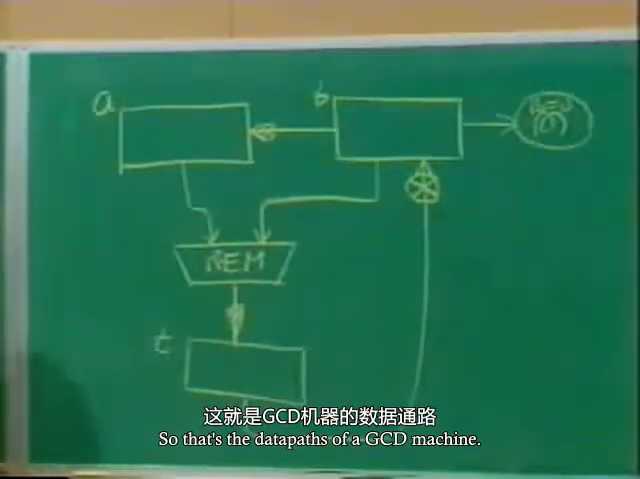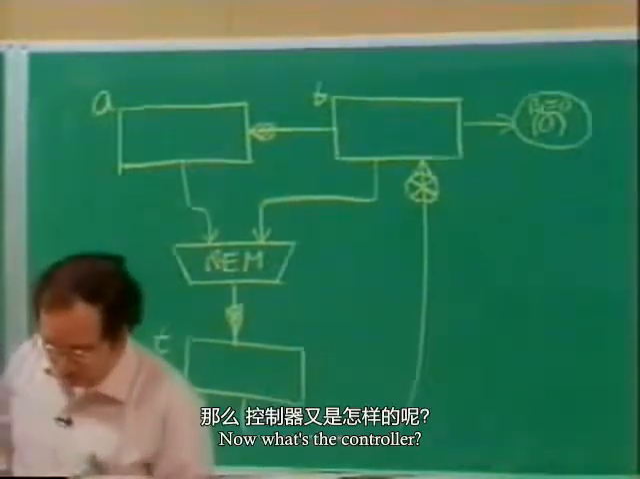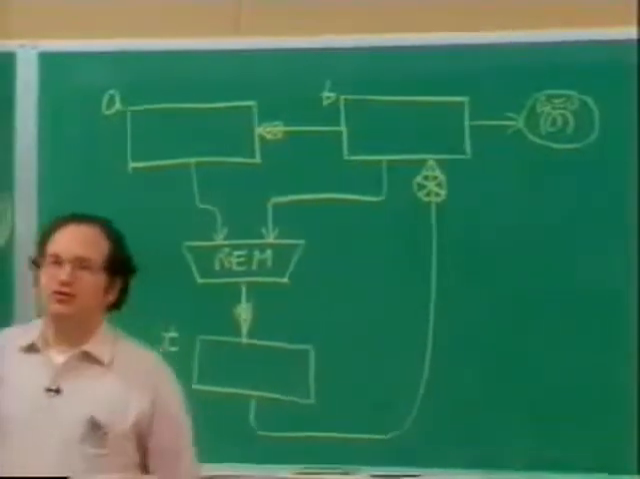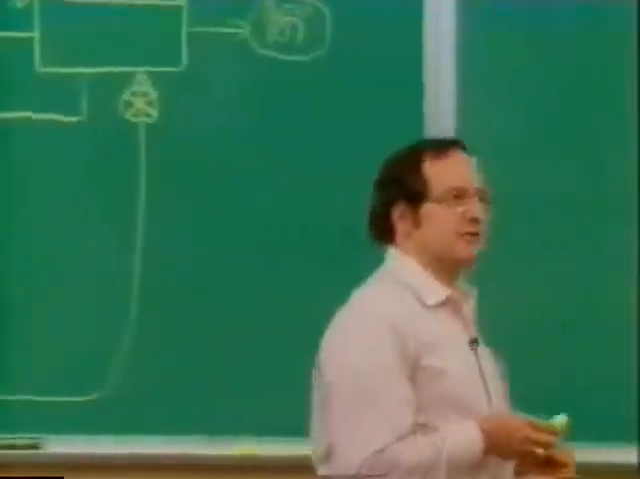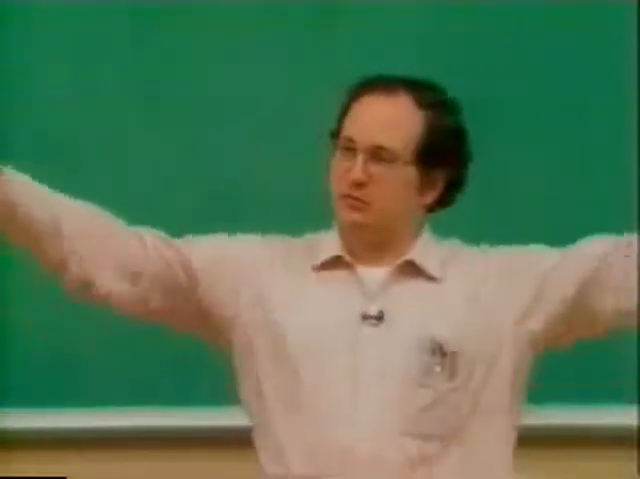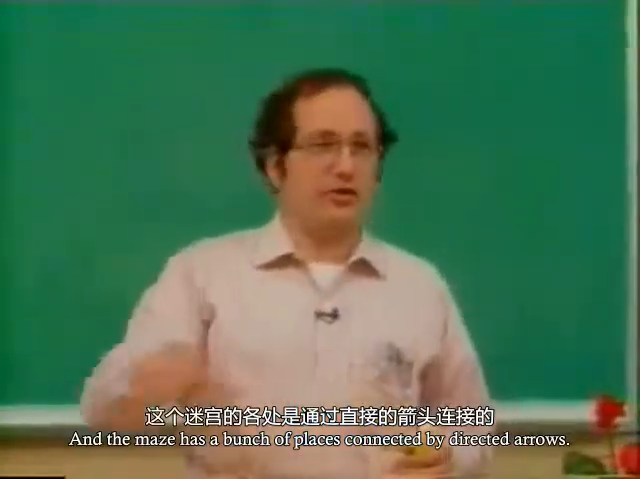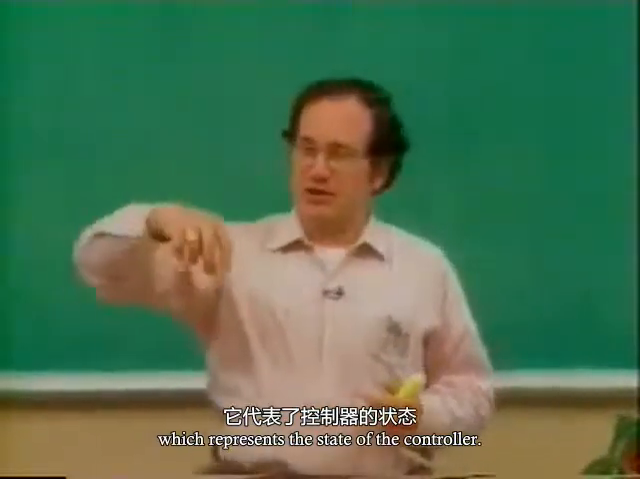So that's the data paths of a GCD machine. Now, what's a controller? A controller is a very simple thing, too. The machine has a state. The way I like to visualize that is that I've got a maze, and the maze has a bunch of places connected by directed arrows. And what I have is a marble, which represents the state of the controller. The marble rolls around in the maze.